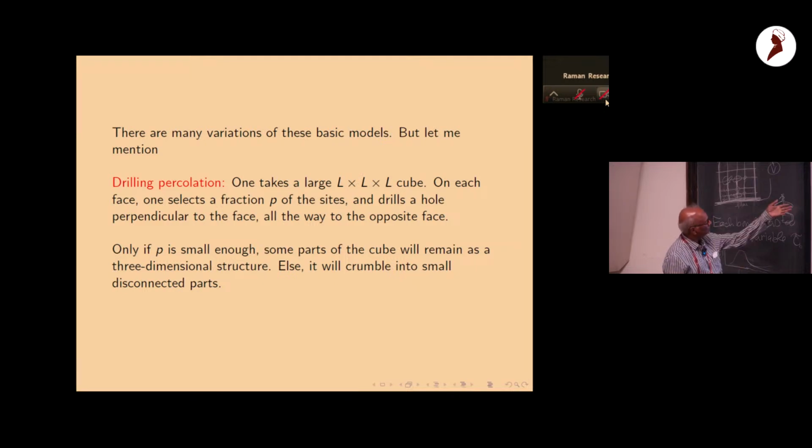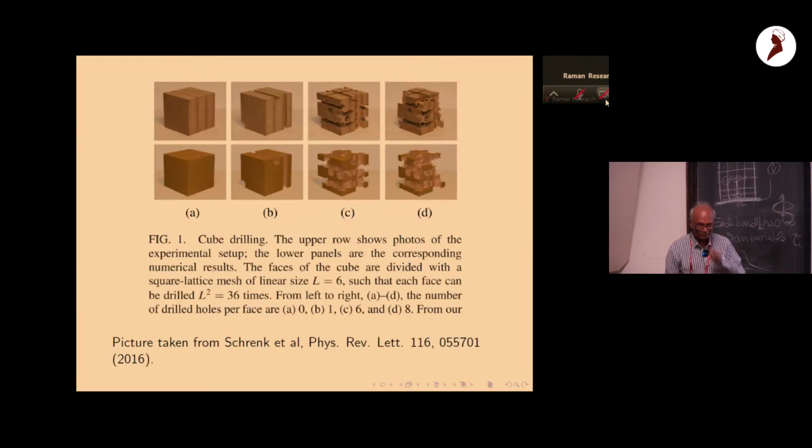Okay, so there are many variations of these basic models. But let me mention one I like, drilling percolation. So here is a picture. You take a box, and right now it is taken to be a box with size 6 by 6. And from the top face I look at it, and I drill a hole all the way from top to bottom. But I put this at random, some place or the other I just drill a hole. And then I rotate the box and take some other face and drill a hole and keep on doing it.